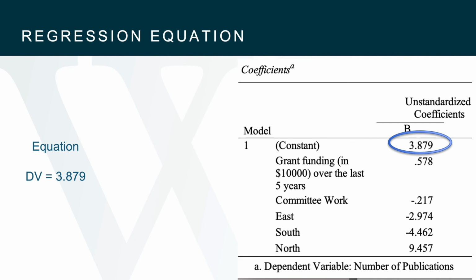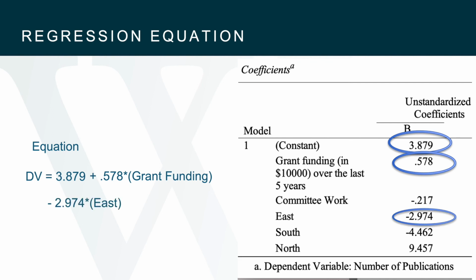We add the grant funding to that, multiplied by the unstandardized coefficient. We will then subtract the eastern region, multiplied by 2.974. We will subtract the southern region, multiplied by 4.462. And we will add that most successful region, the northern region, 9.457. And that completes our regression equation and the multiple linear regression with dummy coding presentation.